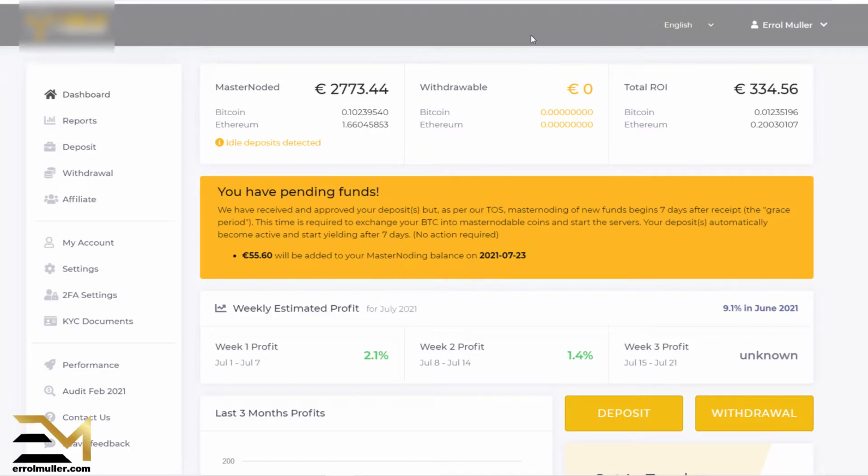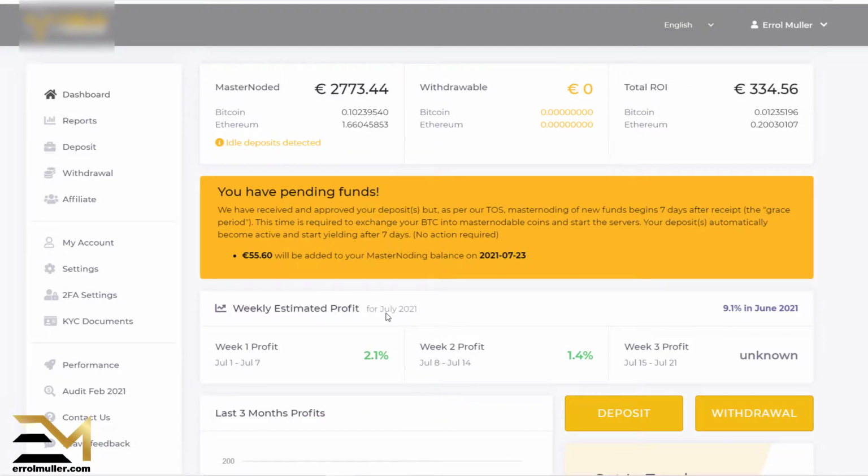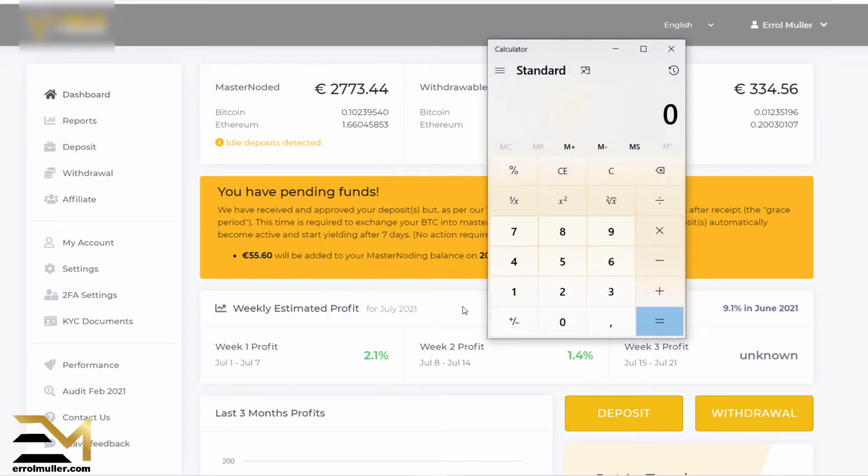So firstly, let's do a few quick calculations. This program, or I wouldn't say system, it's more like master noding. I don't know if you know what master noding is. If you get returns per month, not per annum, per month, of 10% consistently, or let's say 10 to 15% on average per month, how much money will you need in order to make $100 a day?